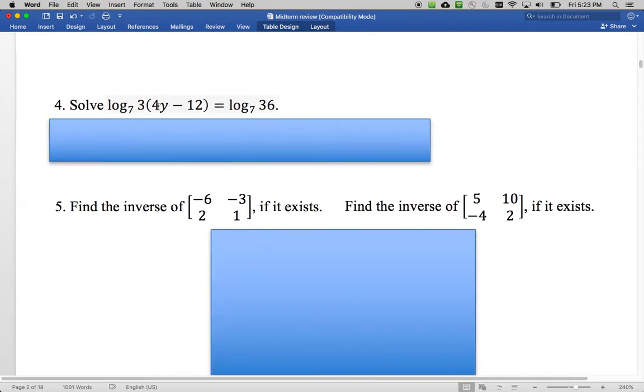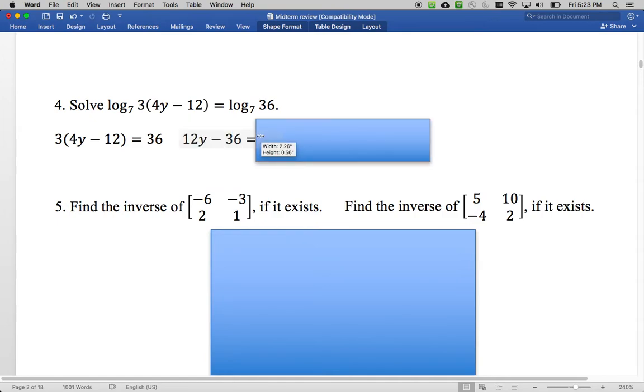We are asked to solve this, and because you have both log base 7s on both sides, we can totally get rid of the log functions, and then all you have is a regular algebraic equation. Distribute, actually, I would probably divide both sides by 3, but I honestly do not remember. Oh, I distributed. So you can distribute the 3 through these two terms.